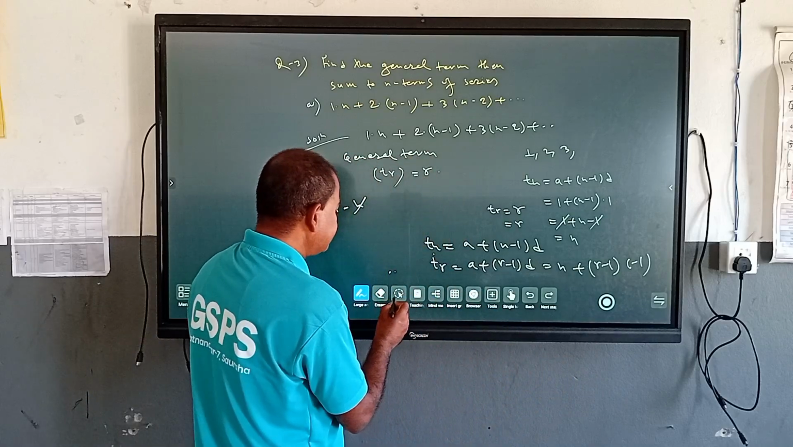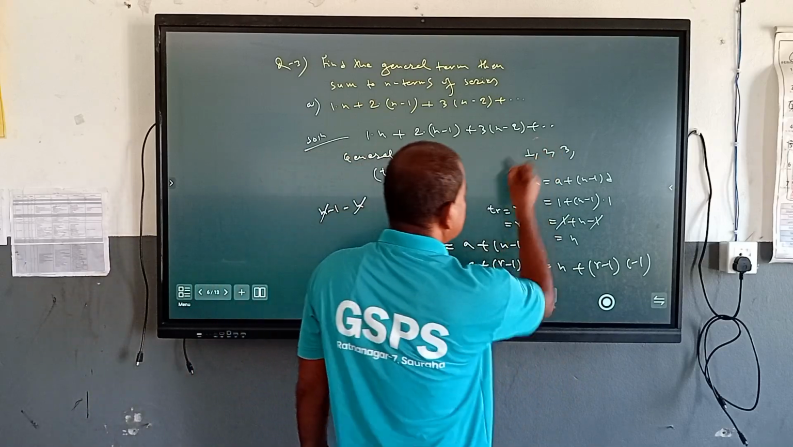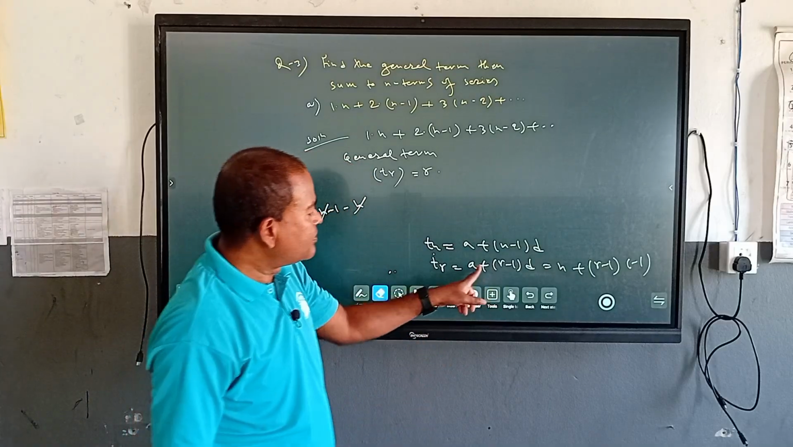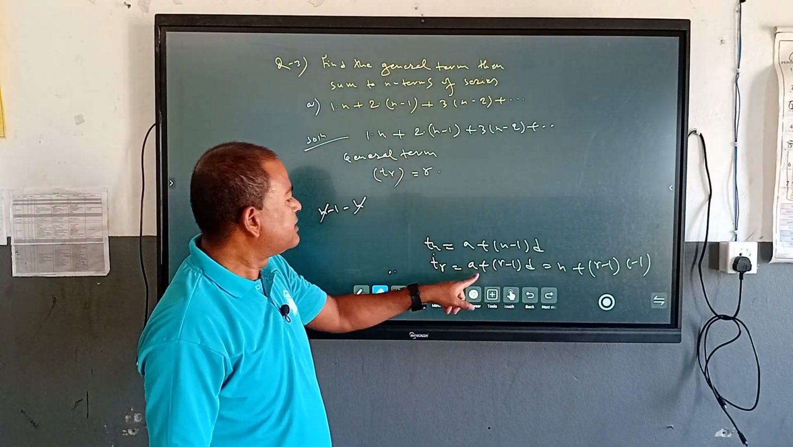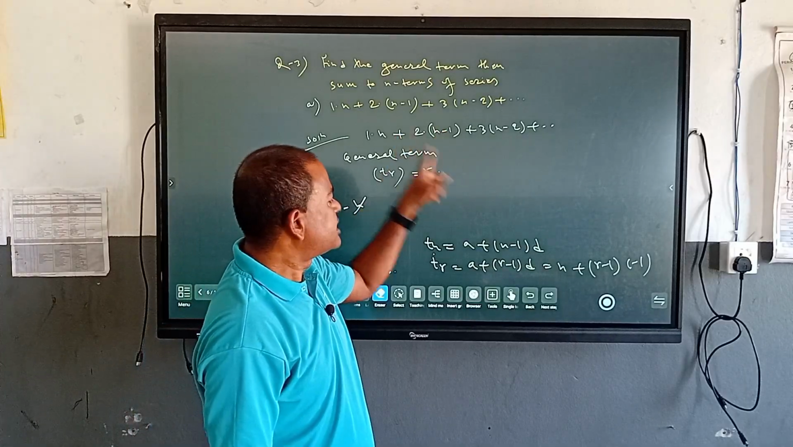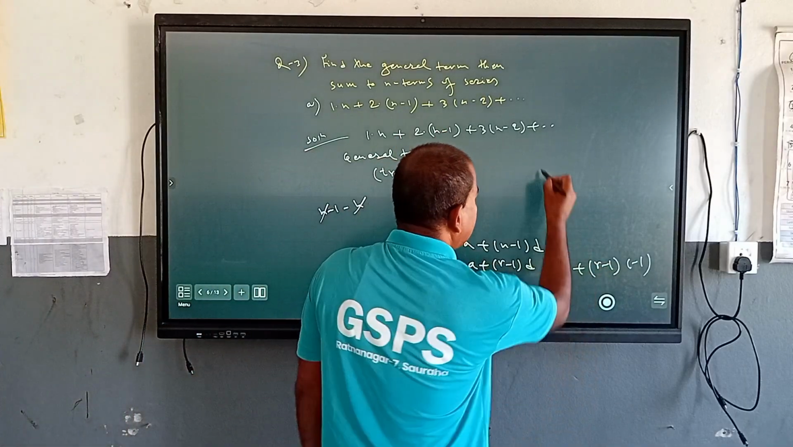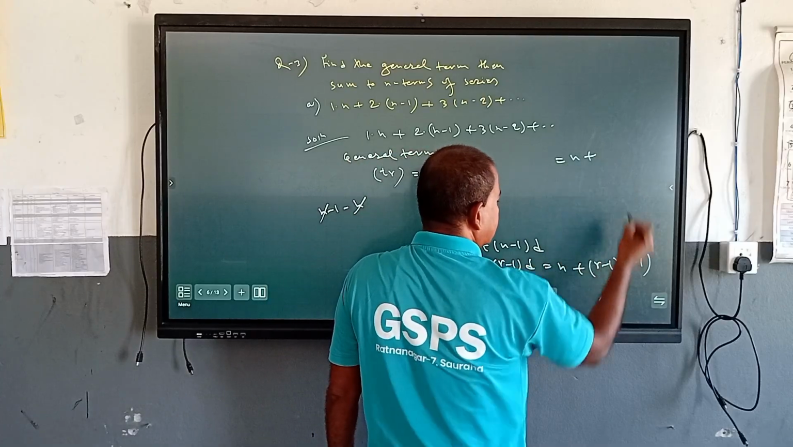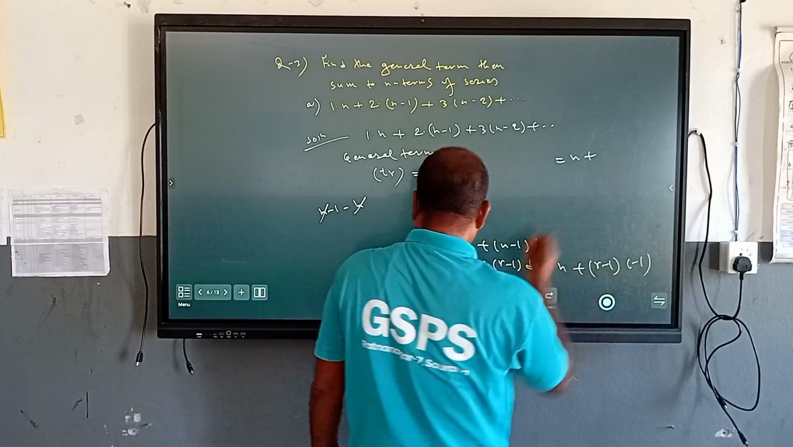Dear students, now after putting the value of a as n, r keeping as it is, and t2 minus t1 we have got minus 1. Then we get n plus (minus r).